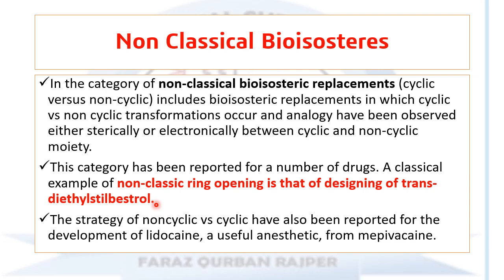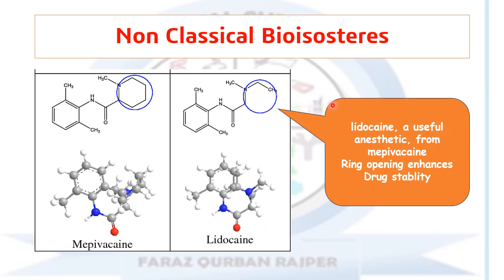You can check my estrogen SAR lecture on this topic, and you may observe the structure of this estrogen derivative, how ring opening is occurring and how this derivative is synthesized. The other example we will check is lidocaine, the local anesthetic, which is synthesized from mepivacaine. So this is the non-classical bioisostere example of the development of lidocaine from mepivacaine.